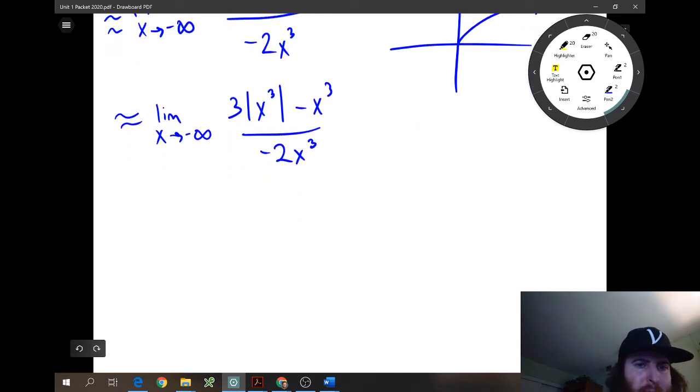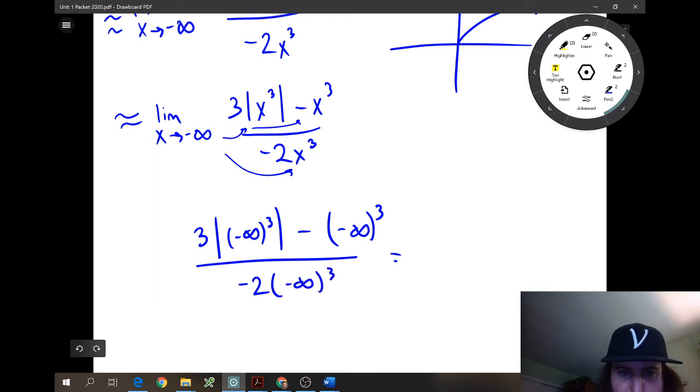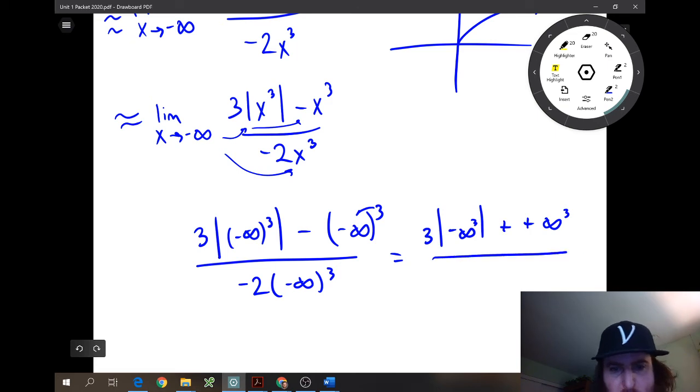So when we plug in our negative infinity, I like to just do it like this. Say, okay, that's 3 times the absolute value of negative infinity cubed minus negative infinity cubed over negative 2 times negative infinity cubed. Well, this is going to become 3 times the absolute value of negative infinity minus, right, when we cube this, it's going to stay negative. Negative infinity. You could have cubed, I guess. But that's going to turn it positive all over.